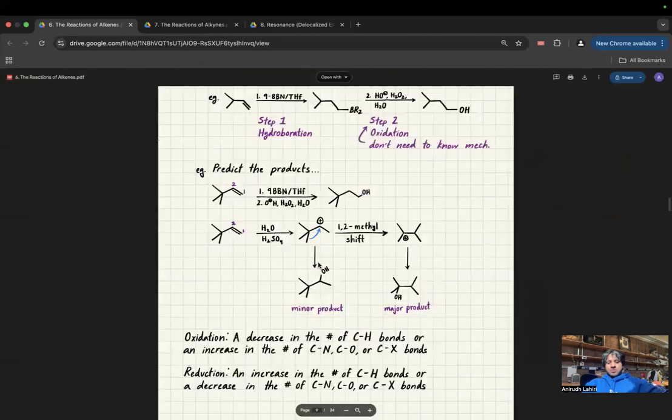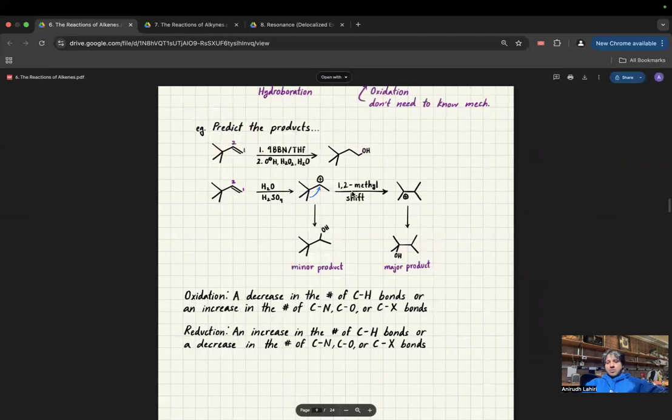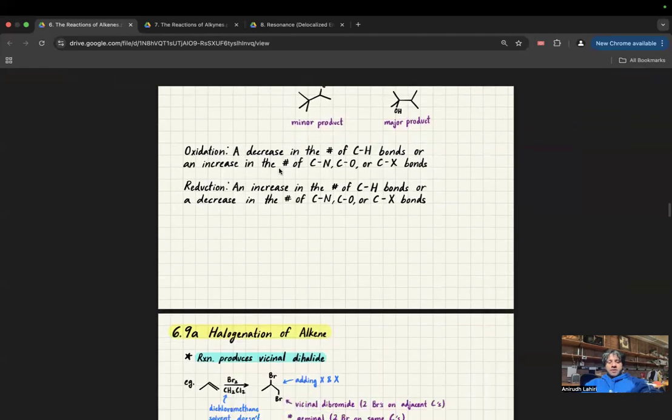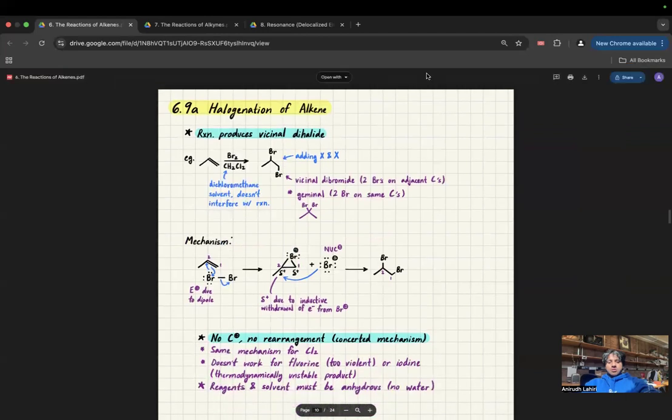Okay, there's some product predictions here, and keep note that you have methyl shifts or hydride shifts to move the plus to a more stable carbocation, only for H2O, H2SO4. We don't have that for hydroboration oxidation because it doesn't go through a carbocation intermediate. Okay, cool. So let's now talk about the halogenation of alkenes.